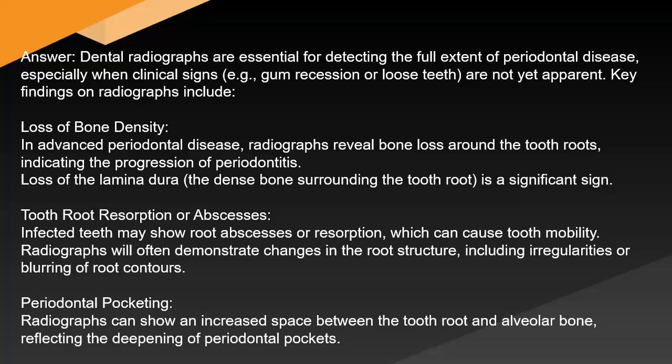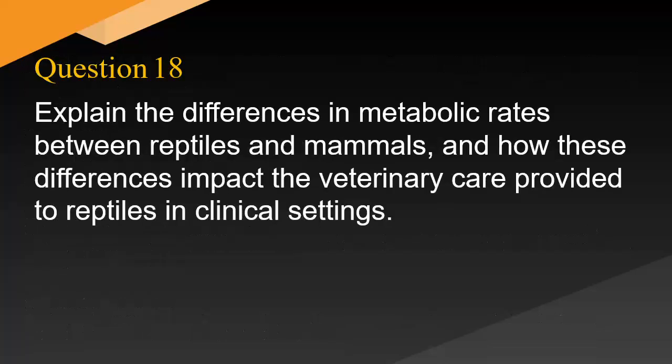Radiographs will often demonstrate changes in the root structure, including irregularities or blurring of root contours. Periodontal pocketing. Radiographs can show an increased space between the tooth root and alveolar bone, reflecting the deepening of periodontal pockets. Explain the differences in metabolic rates between reptiles and mammals and how these differences impact the veterinary care provided to reptiles in clinical settings.